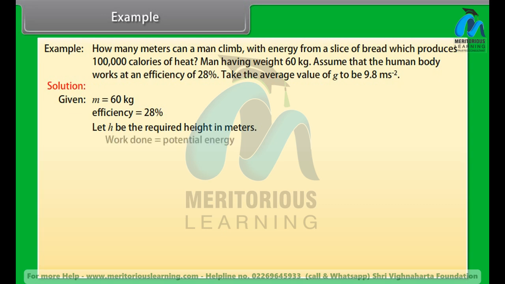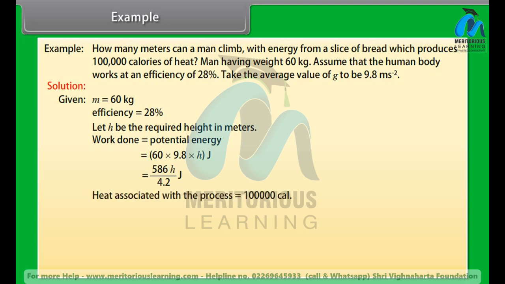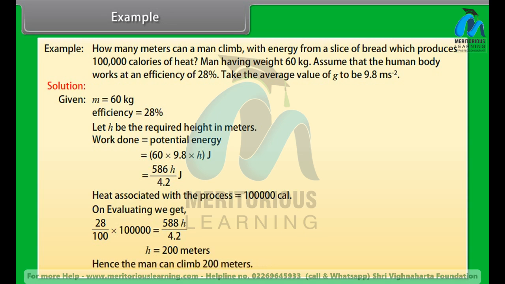Now, we know that the work done is equal to potential energy. So, by simplifying it, we get 60 × 9.8 × h joule. By calculating it, we get 588h/4.2 joule. Heat associated with the process is equal to 100,000 calories. On evaluating, we get 28/100 × 100,000 = 588h/4.2. So, h is equal to 200 meters. Hence, the man can climb 200 meters.